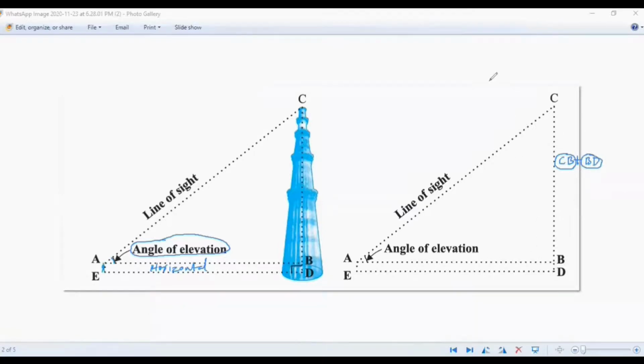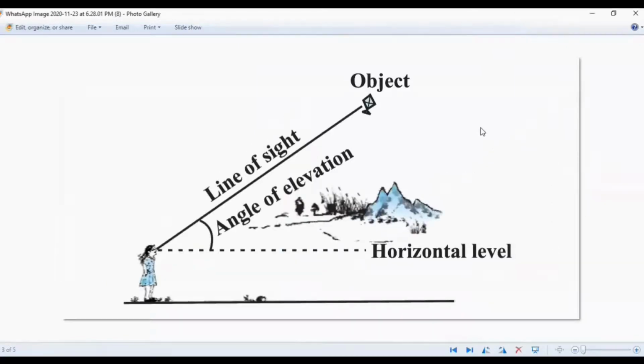Okay, so one more term I will show in the next picture. This is the same. Suppose you are looking at a kite in the sky. The horizontal level, or simply horizontal, is the line parallel to the ground through the eye of the observer. And the line of sight is the straight line joining the eye of the observer to the point on the object.